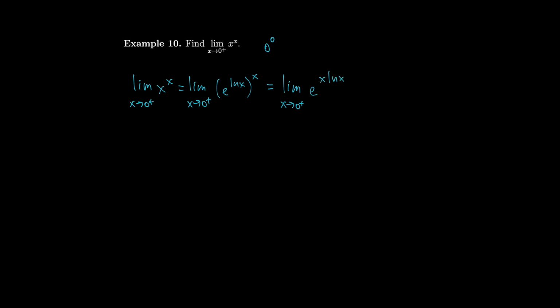And remember that if I want to put this limit through, we did this limit as x goes to 0. That was our example 6. We got 0 for that. So this thing is e to the 0, which is 1.